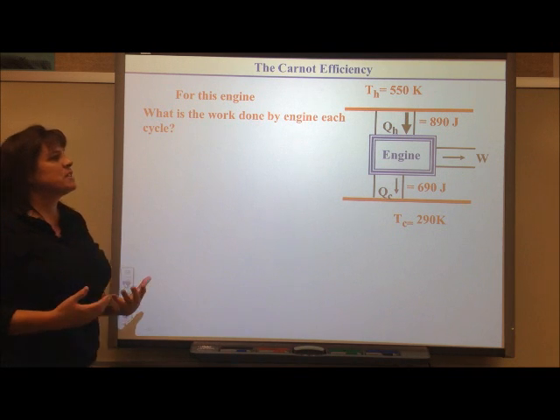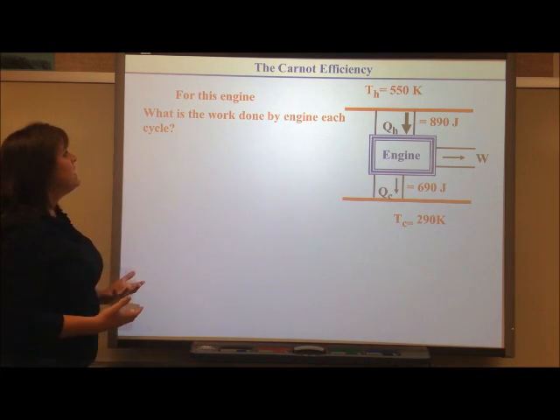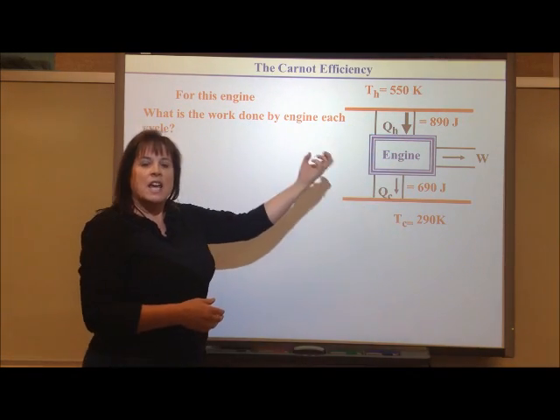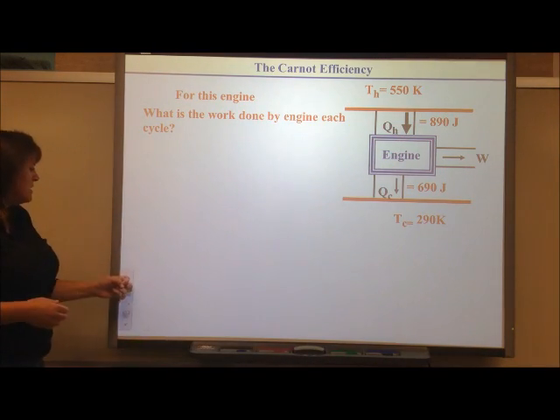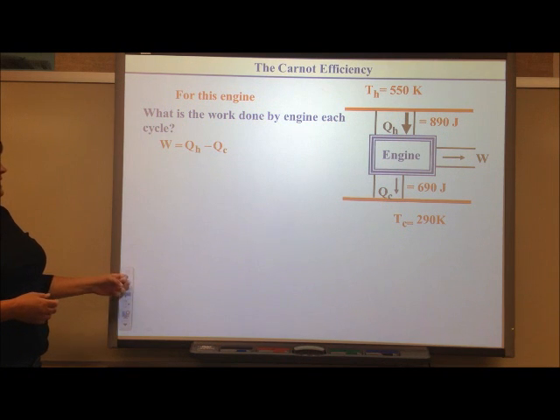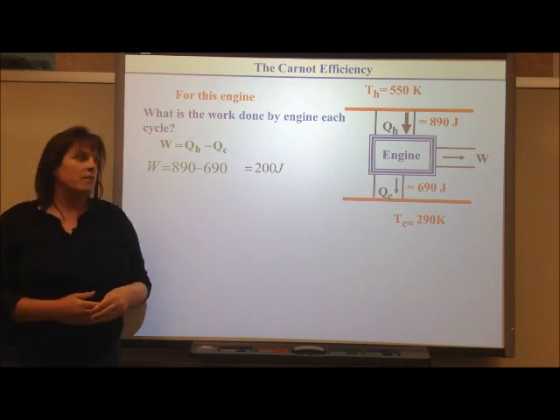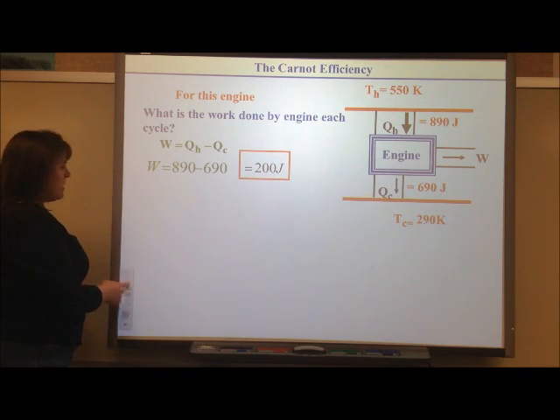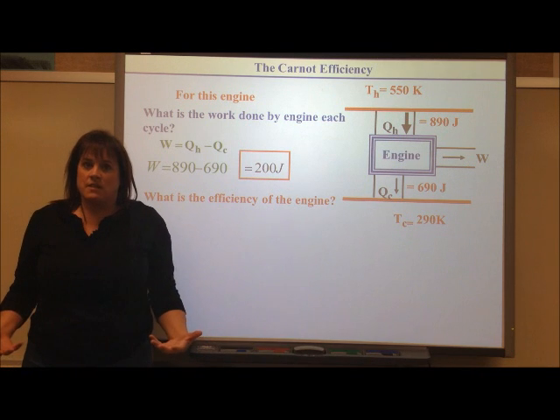So first question is, what is the work being done by the engine in each cycle? Well, again, remember, it's the difference between how much I put in and how much heat is flowing out. So 890 minus 690, of course, is 200 joules of work that's being done. What is the efficiency of this engine?